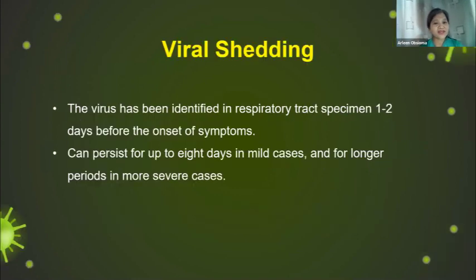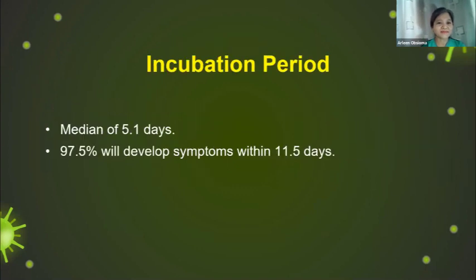So viral shedding is identified in the respiratory specimen even 1 or 2 days before the onset of symptoms. And we call this pre-symptomatic viral shedding. And it can persist up to 8 days in mild cases and even longer for those with severe and critical cases. And they said that it can be shed up to 20 days from the onset of symptoms.